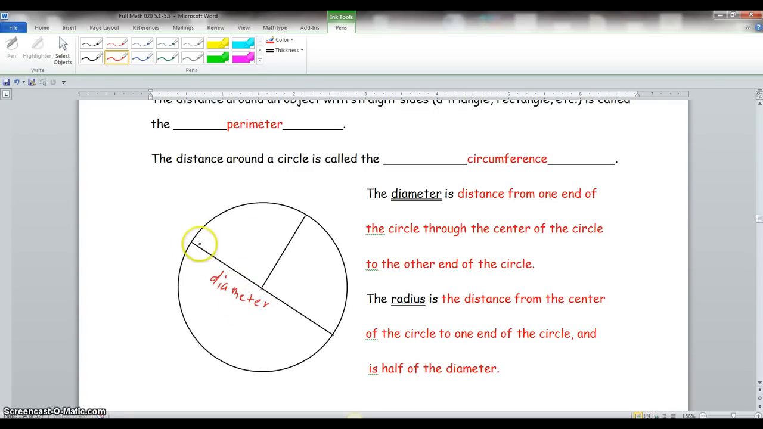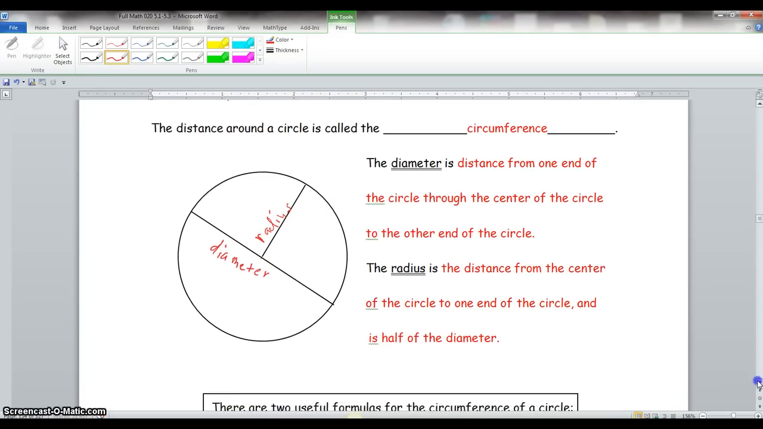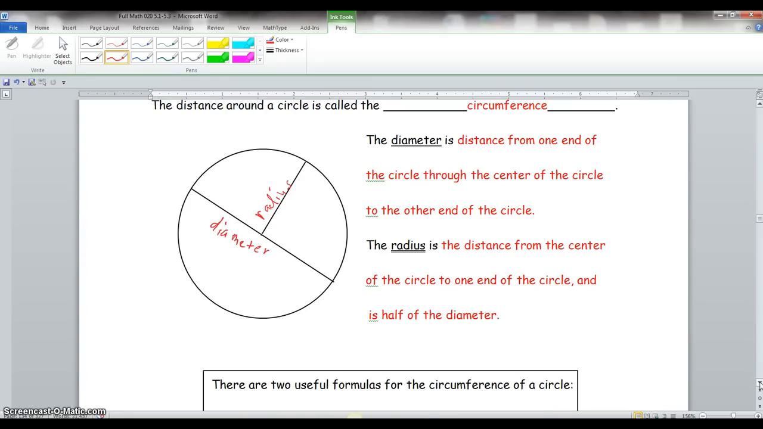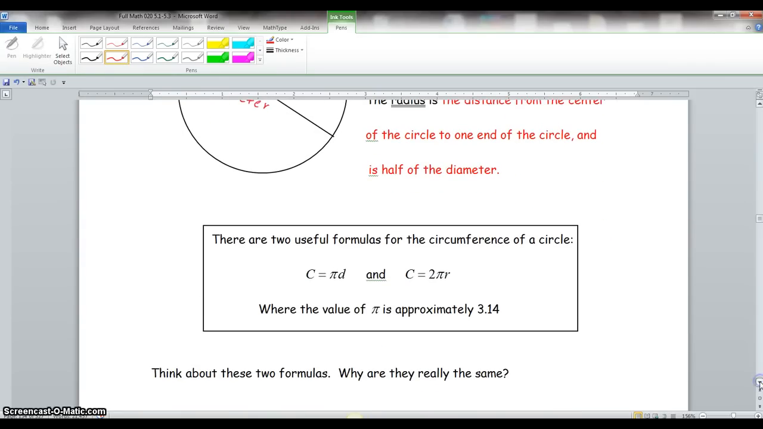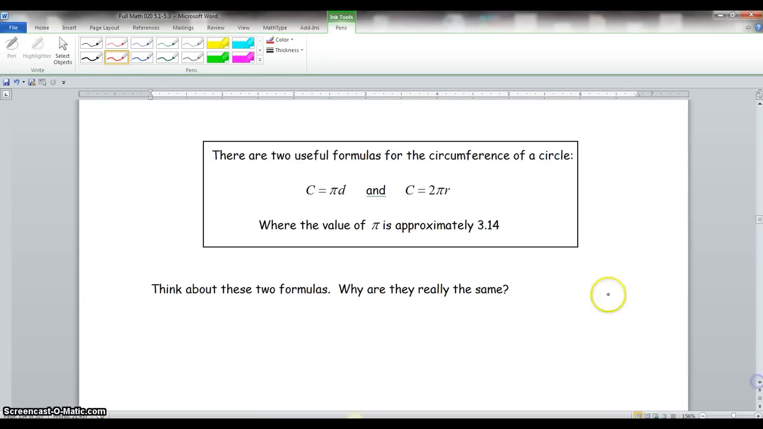So this long line here from one end through the center all the way to the other end is the diameter. Now the radius goes from the center of the circle to one end of the circle. So this right here is the radius. And whatever the diameter is, the radius is just half of it. So double the radius is the same as the diameter. Now we go down here.